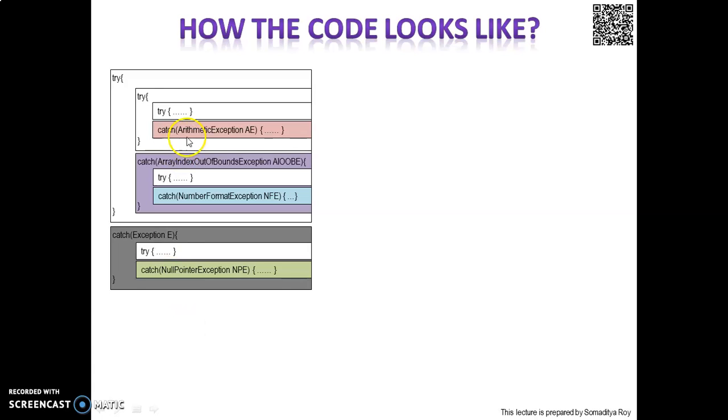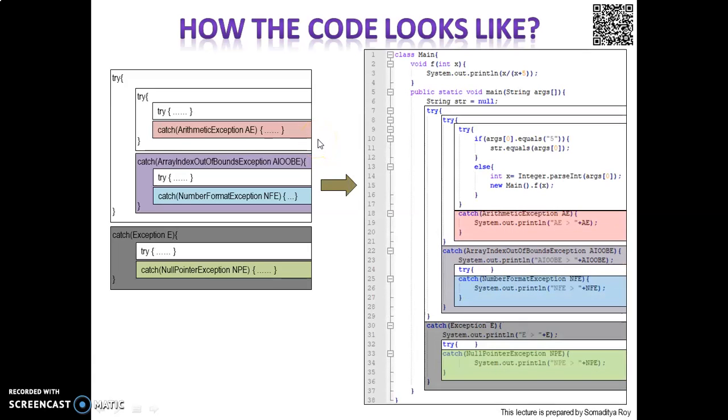So this is our nested try-catch structure, and we have a corresponding code for that. Well, here our main class has a method f, which is the same as previous, but there is only one tiny change: this time, instead of x divided by x minus 5, it will give you the output of x divided by x plus 5. We have the main method also.